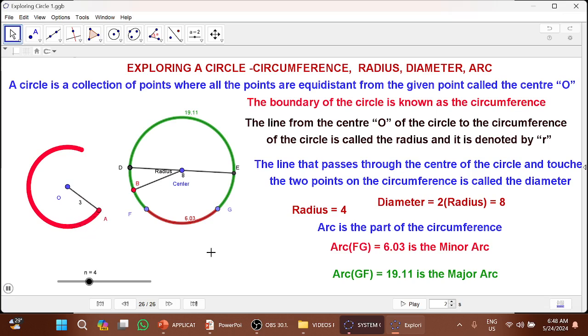Then you can tell them what is circumference, and what do you mean by an arc, what do you mean by a sector, and everything about the circle can be viewed very clearly using GeoGebra.